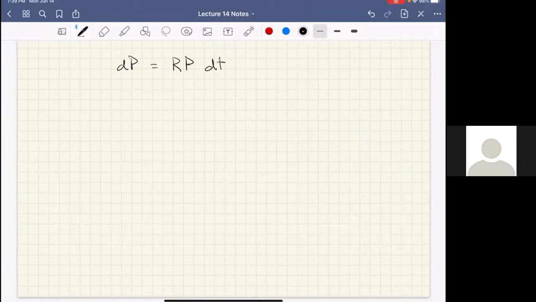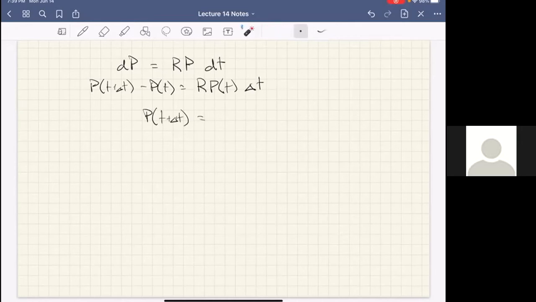But dp over very short timescales is p at t plus delta t minus p of t. Excuse me, sorry, that's not right. That's p of t is equal to R p delta t. Again, that's p at time t. So I can write this as p of t plus delta t. Take this guy across: p of t plus R p of t delta t. Rearrange on the right-hand side a little bit.